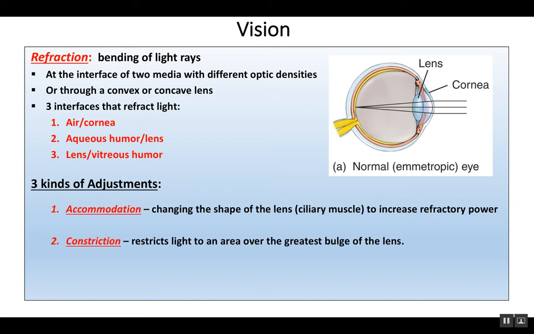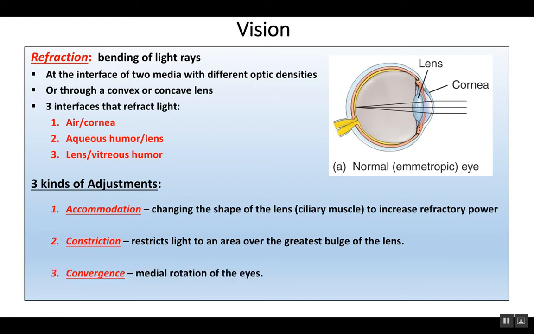Number two, constriction. Constriction restricts light to an area over the greatest bulge of the lens. What this does is it prevents light from going around the lens or through outside portions of that lens. So constriction is due to your iris controlling the size of the pupil.